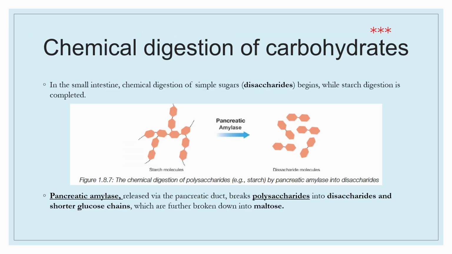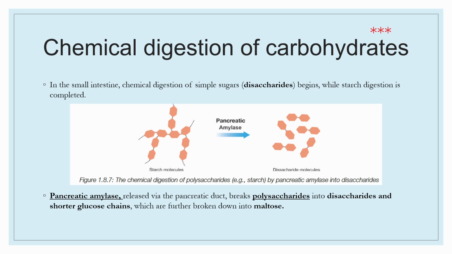Most of the chemical digestion of carbohydrates occurs in the small intestine, where it is broken down into simpler sugars like disaccharides. This is where large starch molecules, which are polysaccharides, are broken down into more manageable chunks called disaccharides, which contain two monosaccharide units.